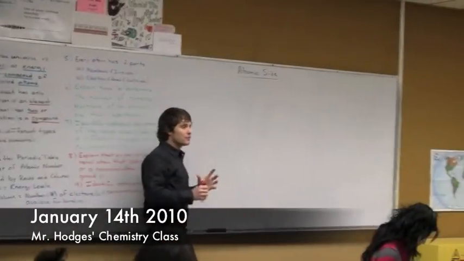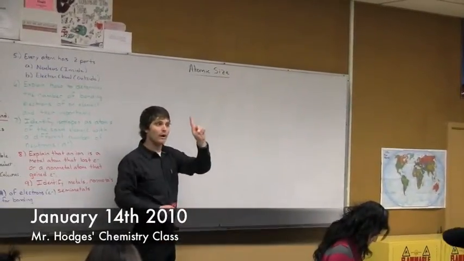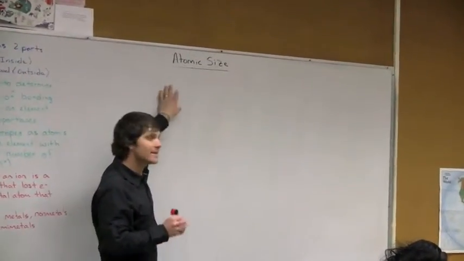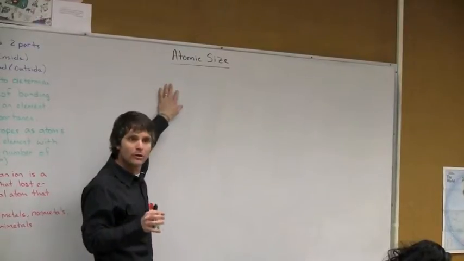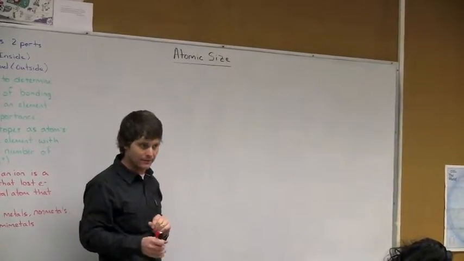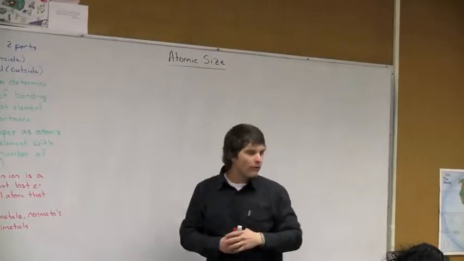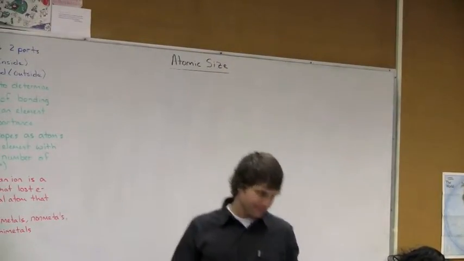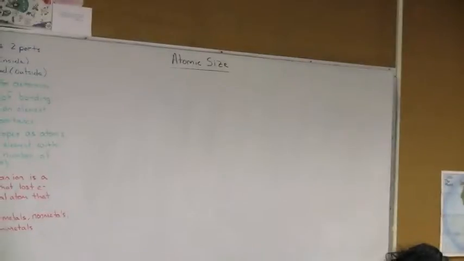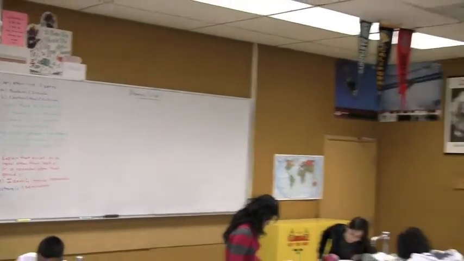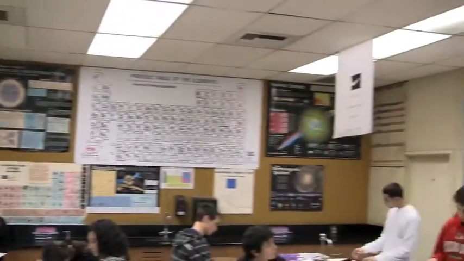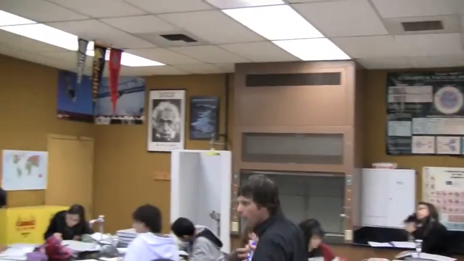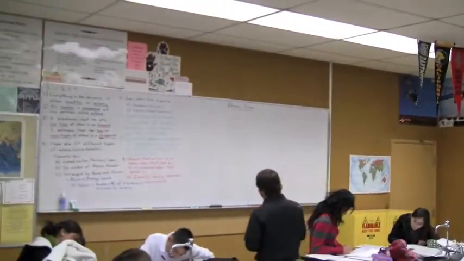We're going to be looking at some trends on the periodic table. One of the trends or patterns that we're going to be looking at is the size of the atoms, what we're going to call the atomic size. One of the things that we will find out about atomic size is that as you move down a column, a typical pattern will occur. And as you move across a row, another pattern will occur.